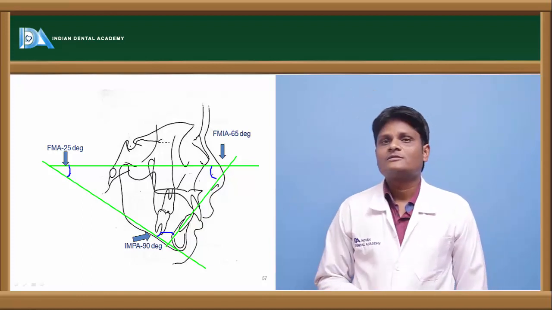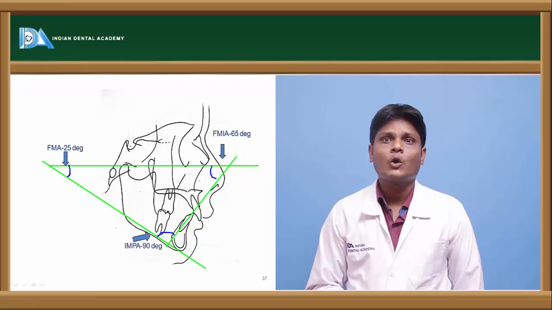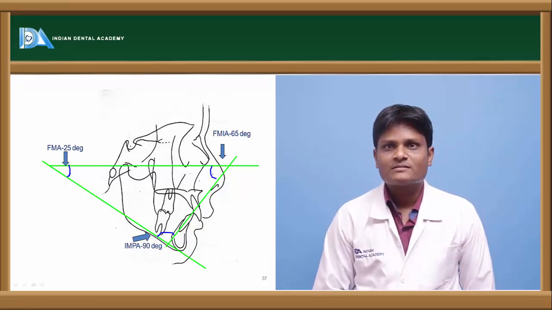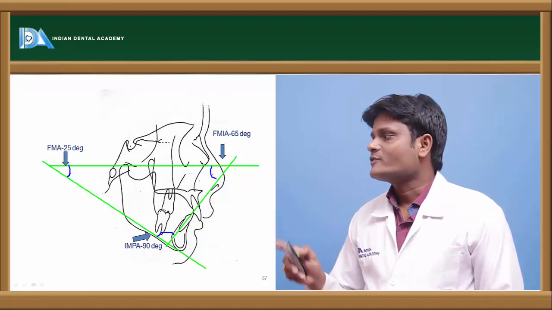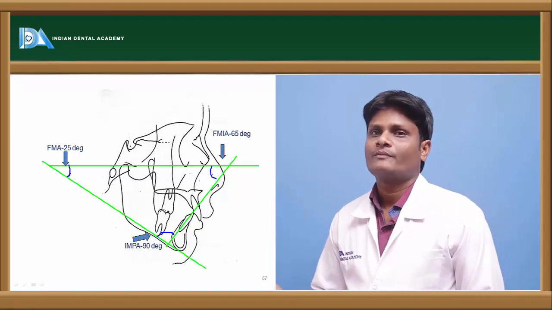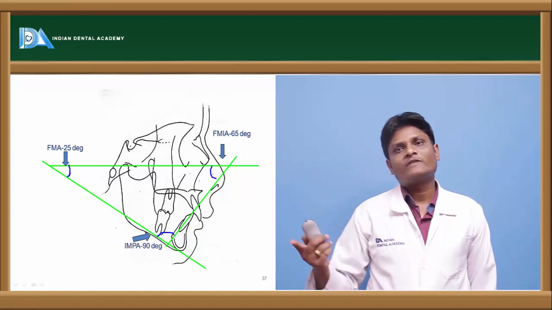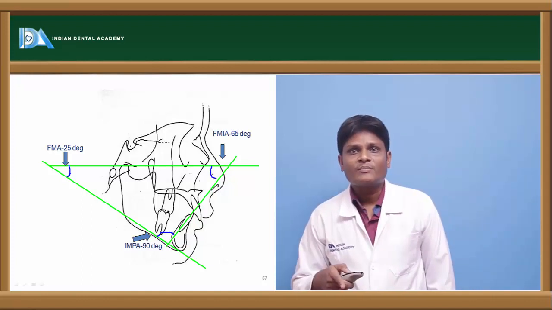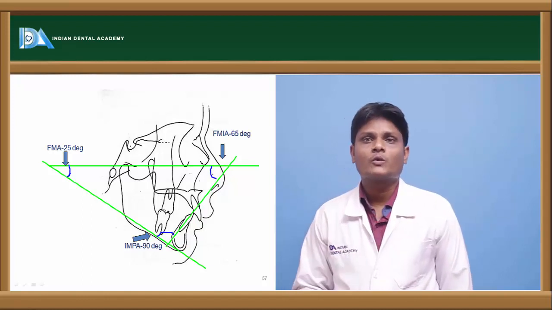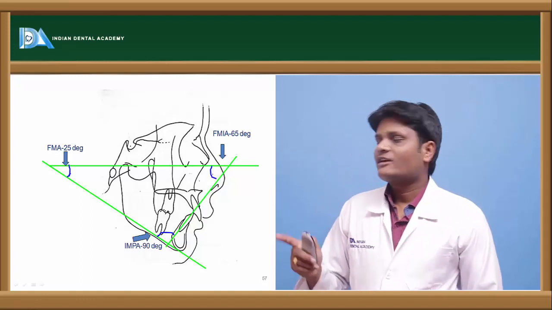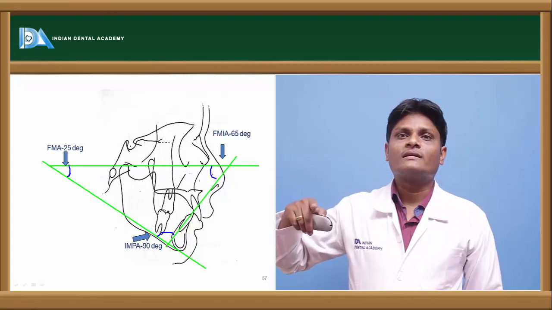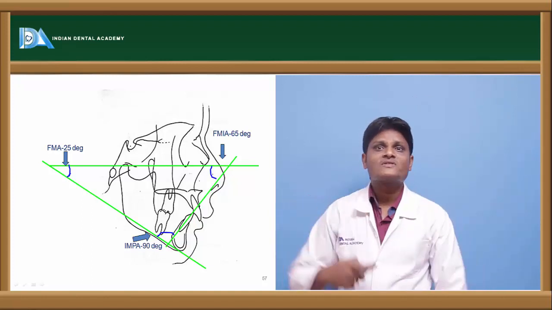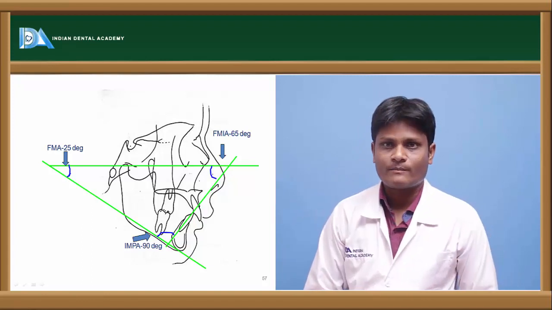The first one is Frankfurt's mandibular plane angle, or FMA. According to Tweed's, in a harmonious face, the Frankfurt mandibular plane angle should be 25 degrees. Any angle beyond 25 degrees indicates that the mandible is rotating in a clockwise direction. That means the patient has a vertical growth pattern. If the FMA is less than 25 degrees, it indicates the mandible is rotating in a counterclockwise direction and the patient has a horizontal growth pattern.